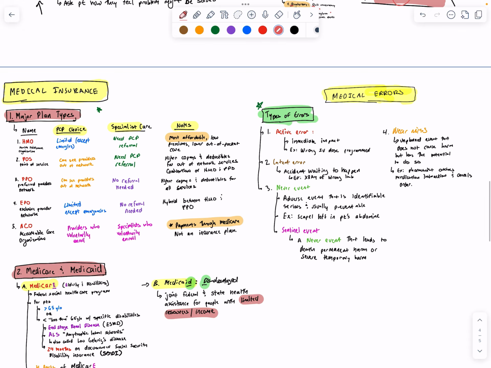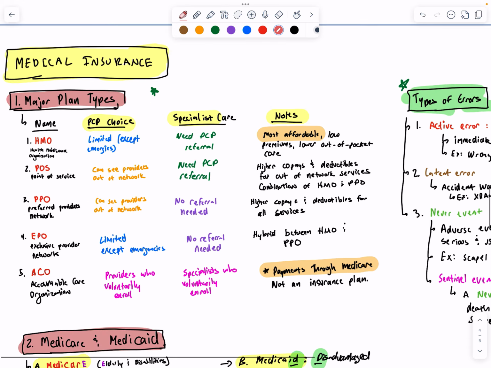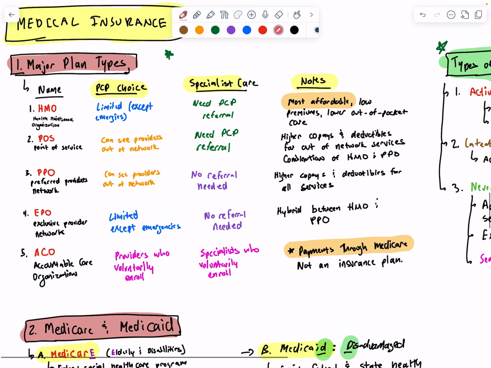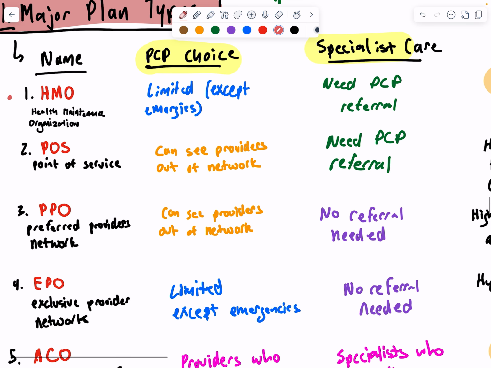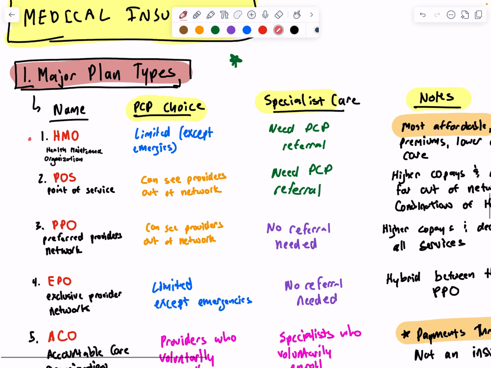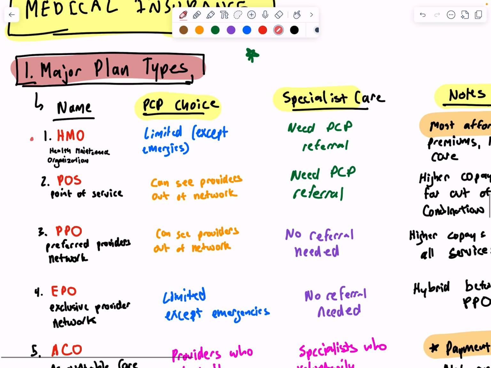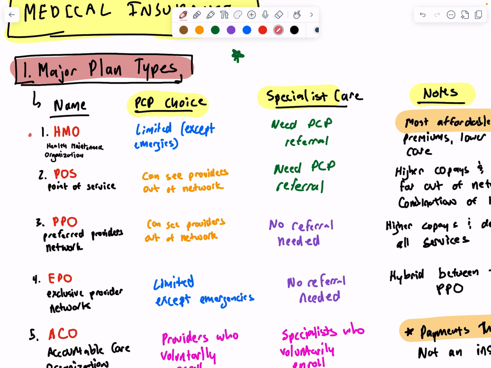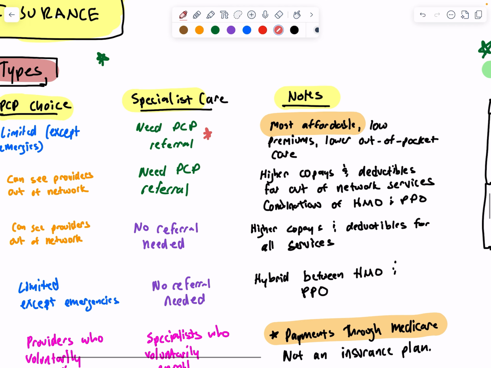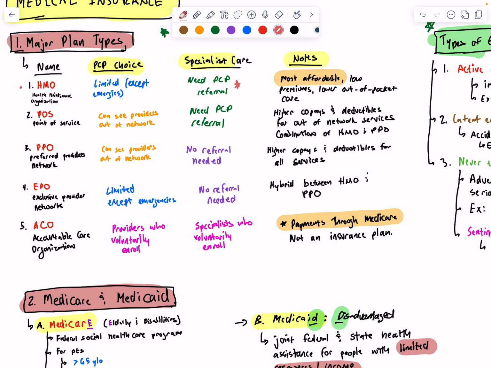All right, we're almost done. We have types of medical insurance plans. So these we have HMO. This is our first one that stands for Health Maintenance Organization. For this, you have limited primary care provider choice. With the exception of emergencies, you need a PCP referral. It is the most affordable with lowest premiums and lower out-of-pocket costs.